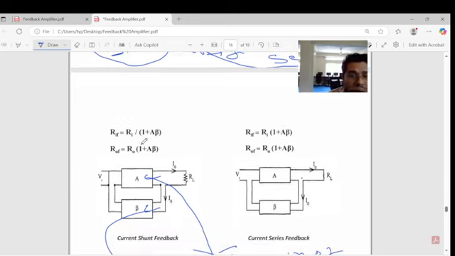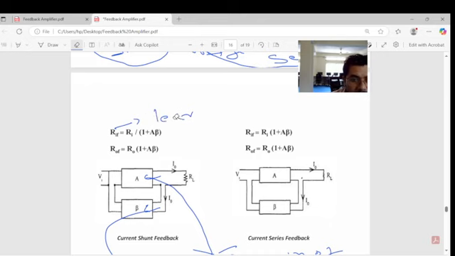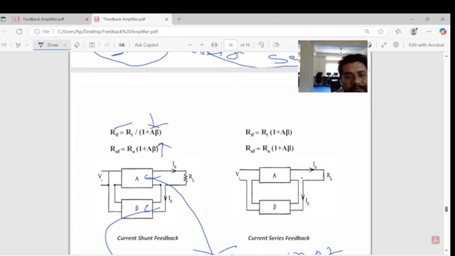Feedback factor. Here the input impedance is increased. Here also the input impedance is decreased. We can write the input impedance. This is the input impedance Ri, which is decreased. Here the output impedance is increased by 1 plus beta times.